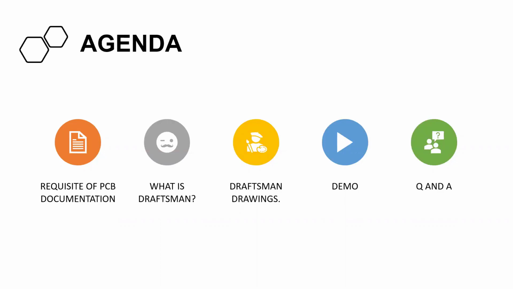Then we are going to see what Draftsman is. Why we go for Draftsman is that it is very quick and fast for generating your drawing files. Then, what are Draftsman drawings? It means the different drawings we can do inside Draftsman. For example, you can generate your assembly drawing, your fabrication drawing, and tables like your drill table, bill of material, and layer stack legend. All this you can do inside your Draftsman drawings.